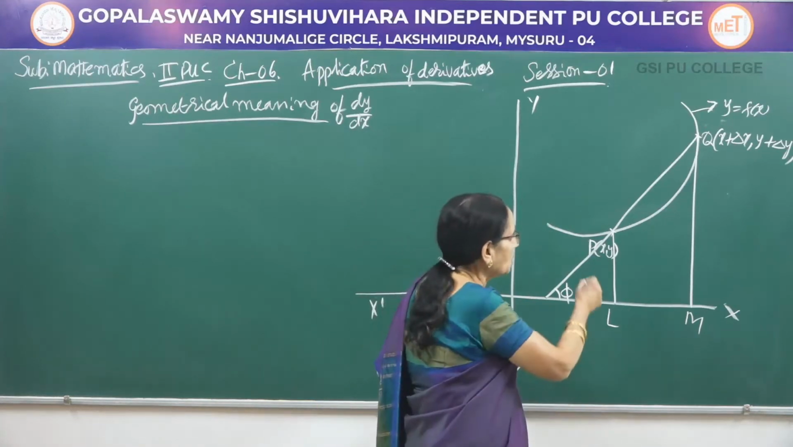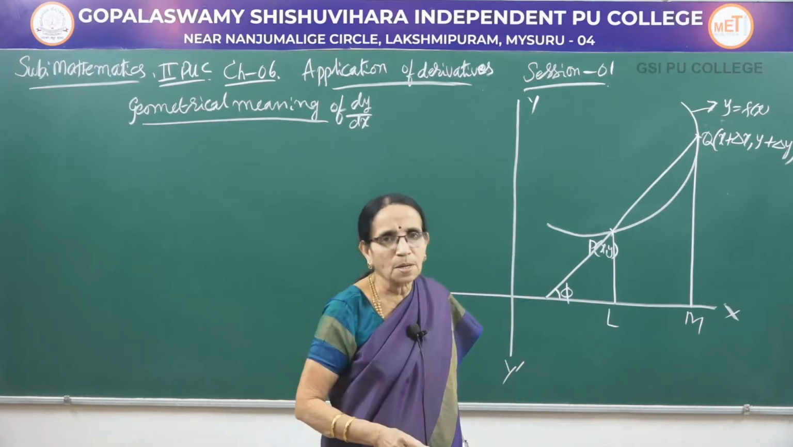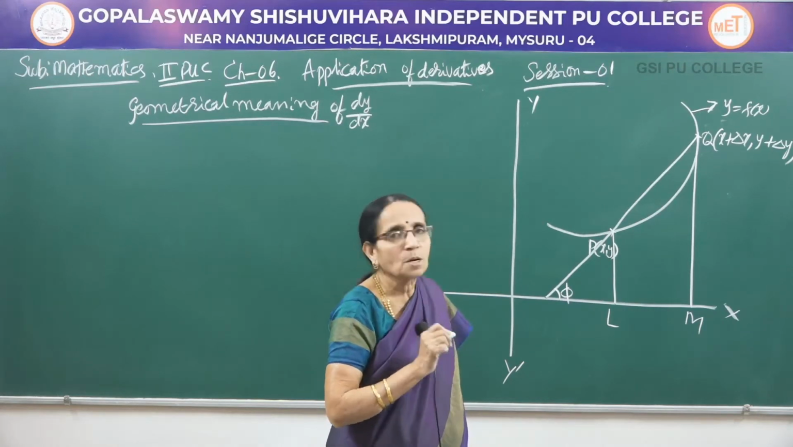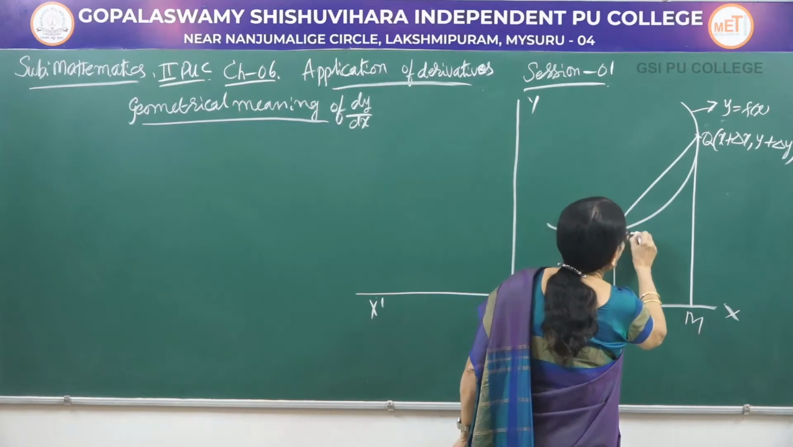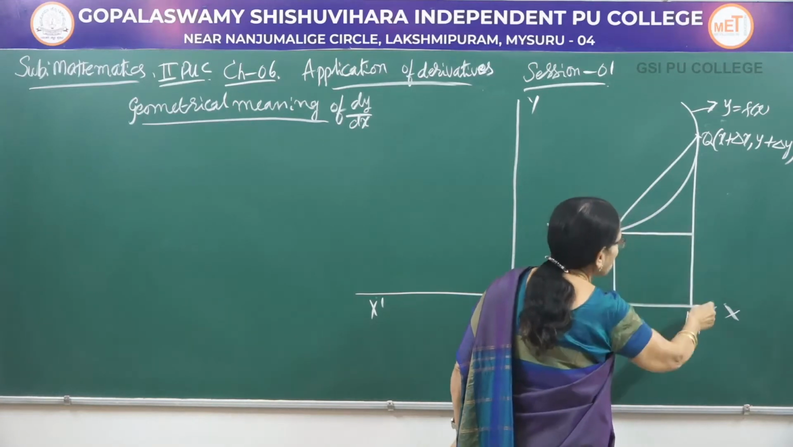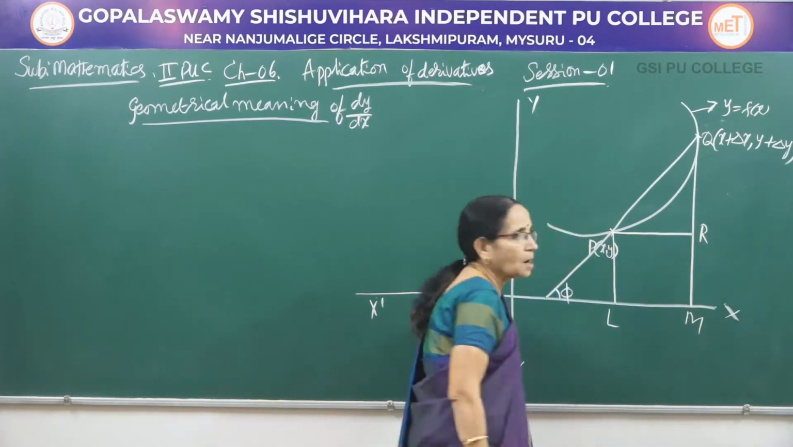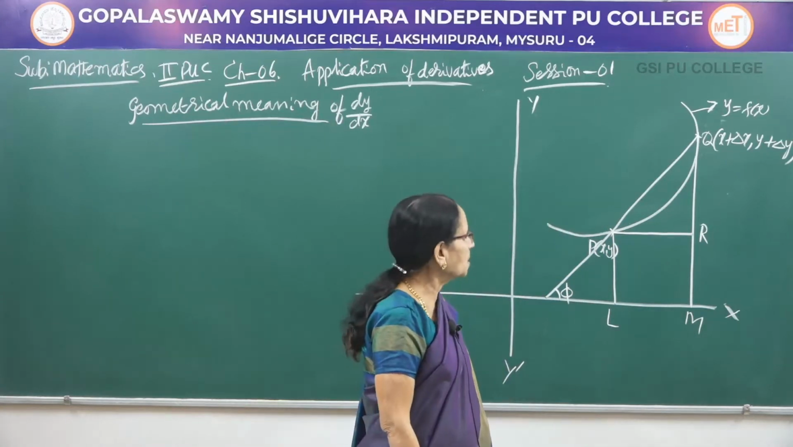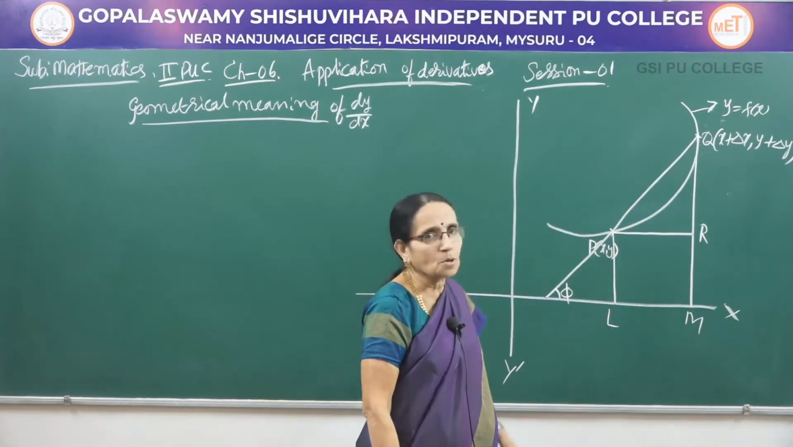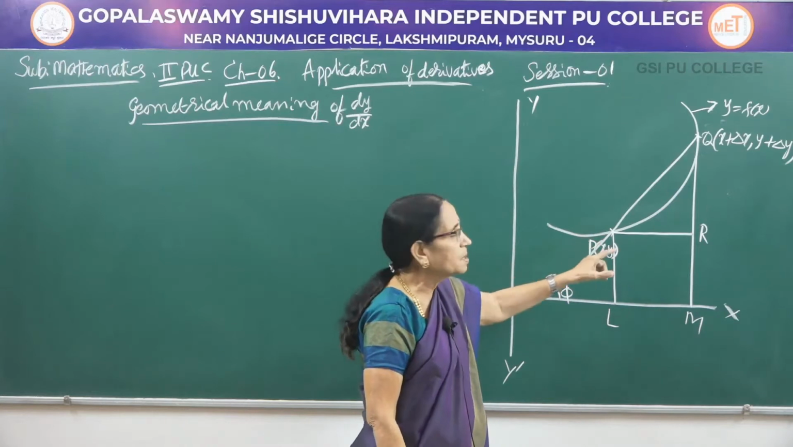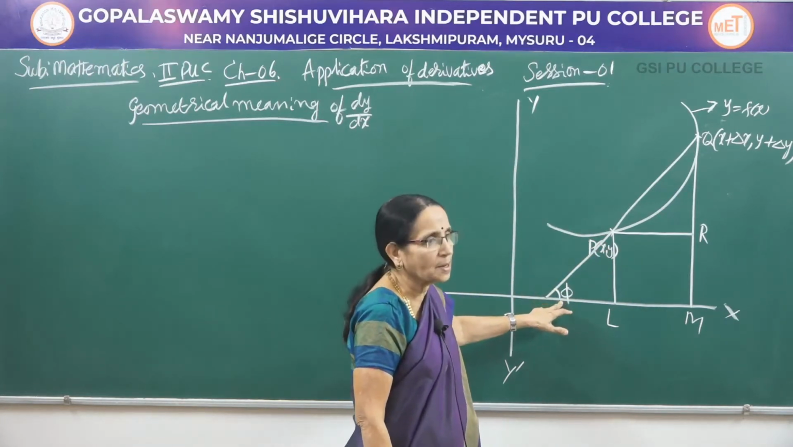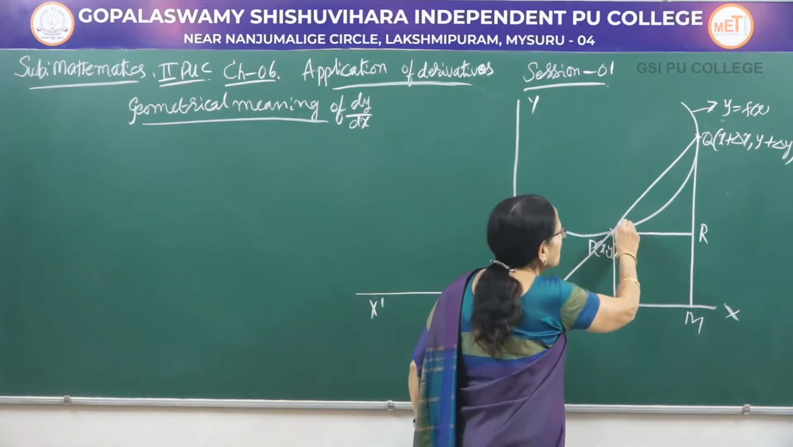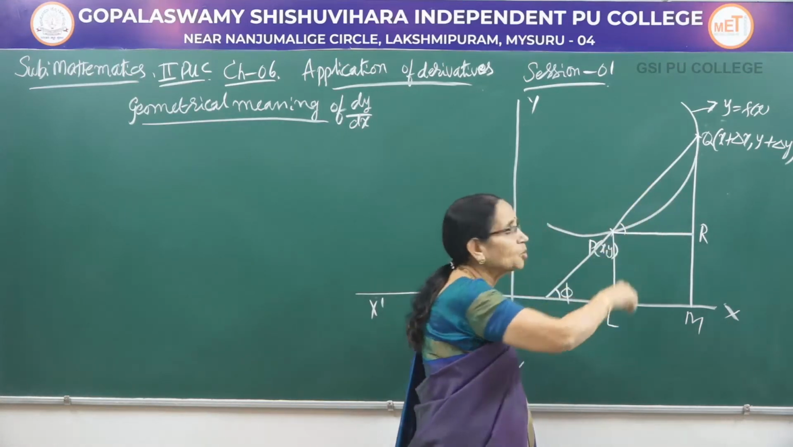And from P and Q, I have drawn perpendiculars PL and QM to the x-axis. Then another perpendicular from P to the line QM, let me call it R. So, because of the line I have drawn here, you observe I got a right angle triangle QPR. When this angle is phi, what can be this angle? That is the angle QPR.